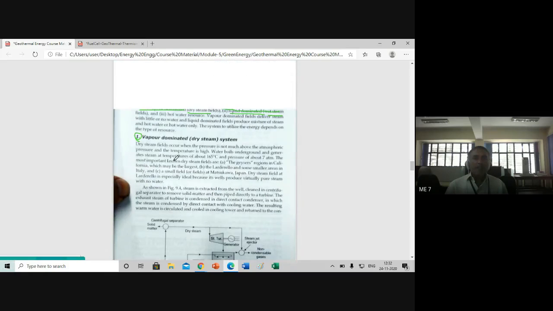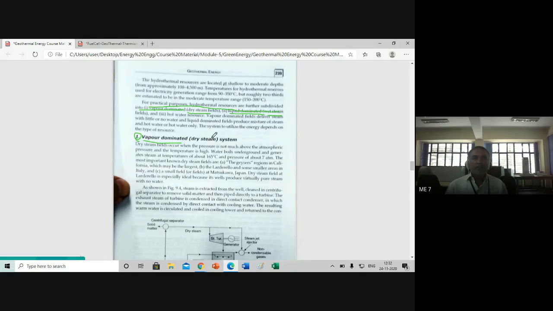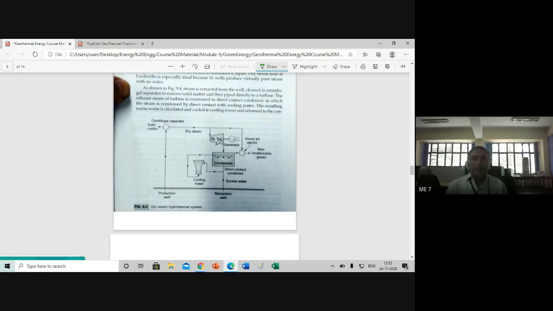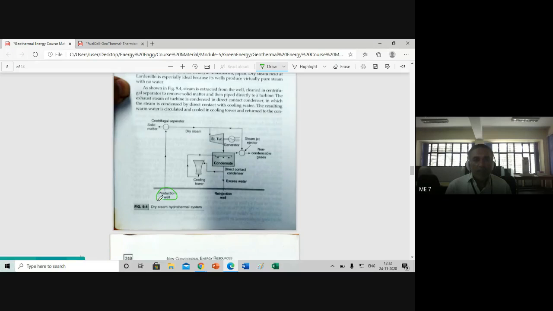Coming to this vapor dominated. See, this is the production well. From this, steam is taken. That steam rises here, and that is taken like this, and it is fed to the steam turbine, and that steam is taken to the condenser, and then it is sent back through the re-injection well. It goes like this.